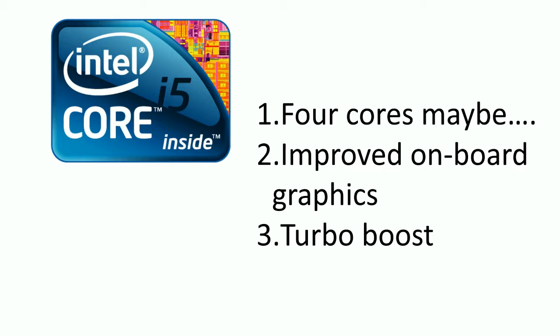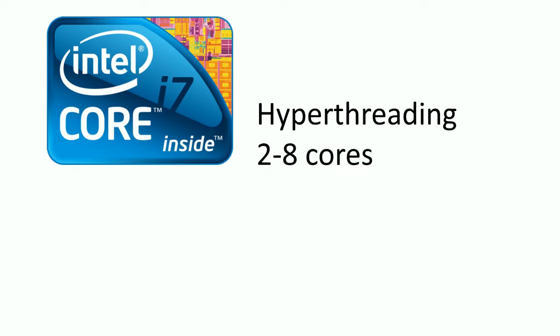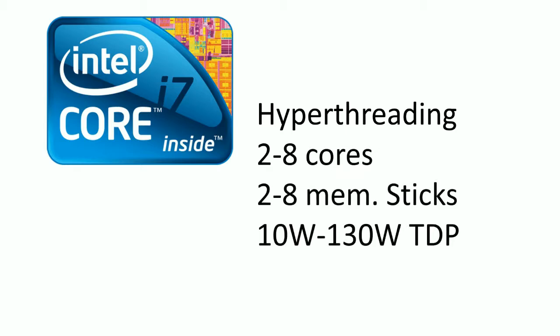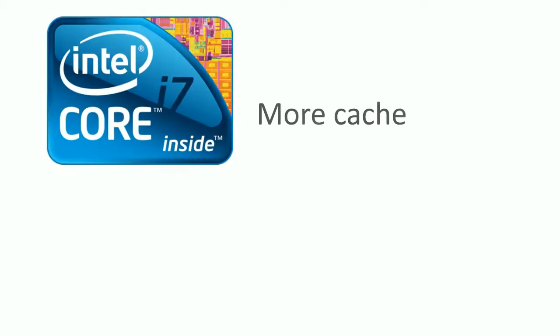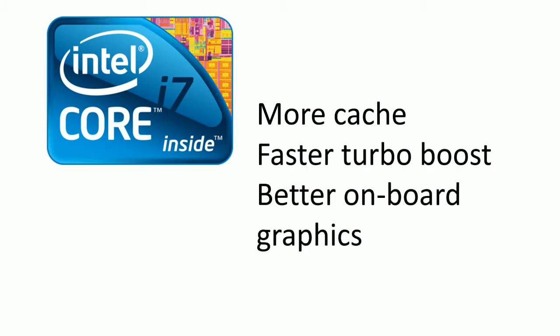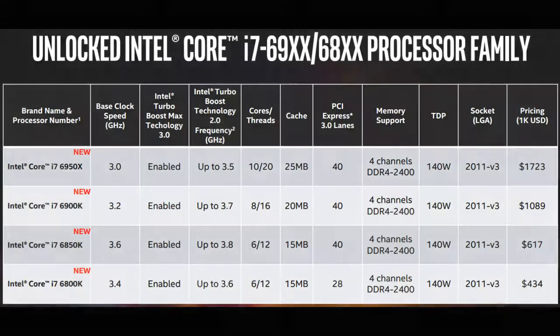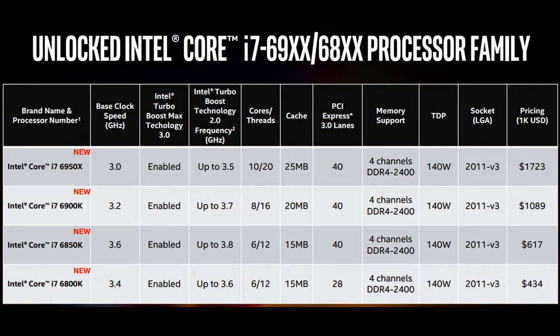Now Core i7. Number 1, all Core i7 has hyper-threading for heavy workloads. Number 2, it can have from 2 processing cores all the way up to 8 processing cores. It supports anywhere from 2-stick memory to 8-stick memory, and it can have a TDP anywhere from 10 watts to 130 watts. So there is tons of variety, because Core i7 tends to have more cache, faster Turbo Boost, and better onboard graphics than the lower 2 processors. So the conclusion is Core i7 represents the best thing Intel can build, with the only drawback being a higher price tag.